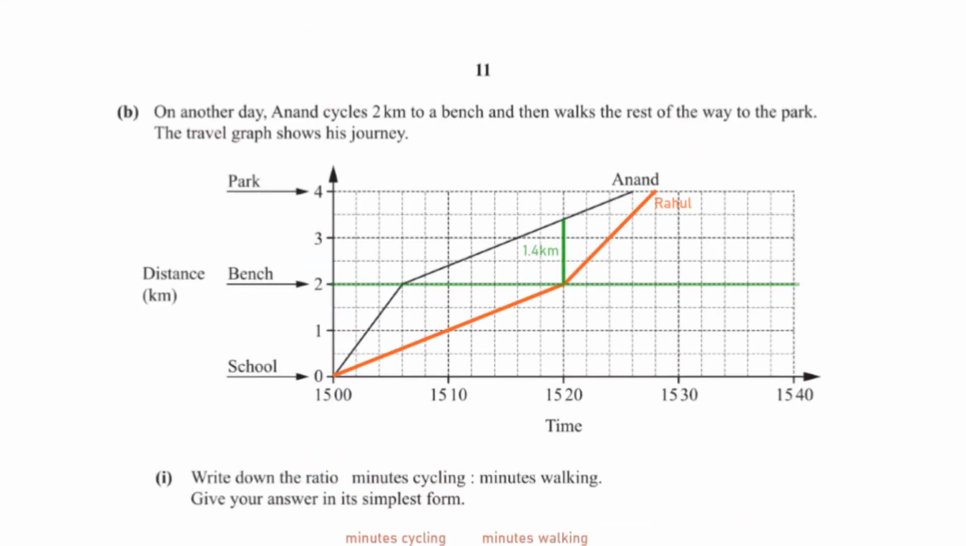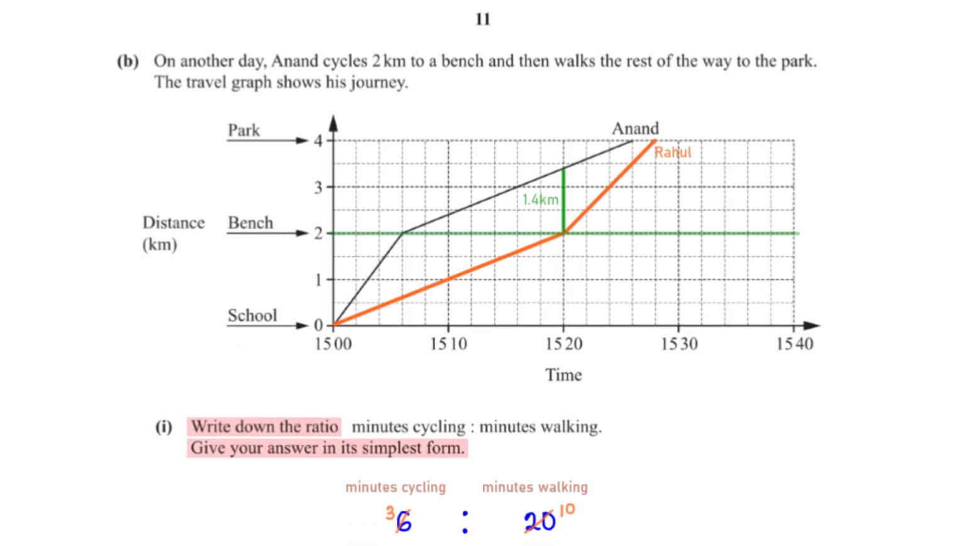On another day, Anand cycles 2 kilometers to a bench and then walks the rest of the way to the park. The travel graph shows his journey. Write down the ratio minutes cycling is to minutes walking. Give your answer in its simplest form.